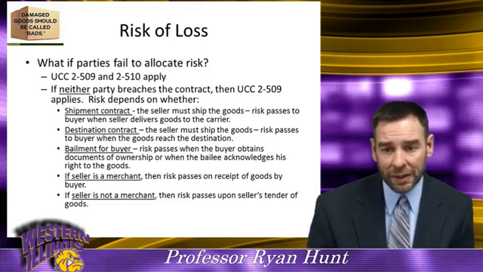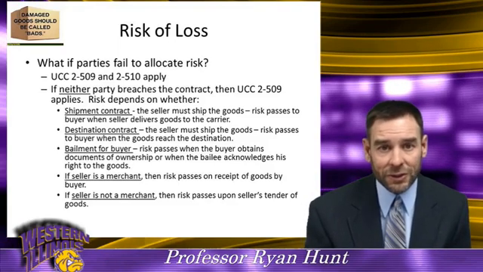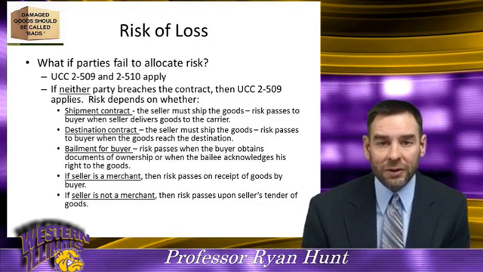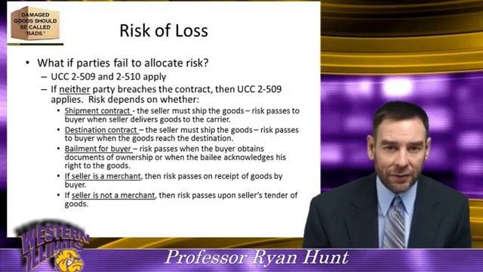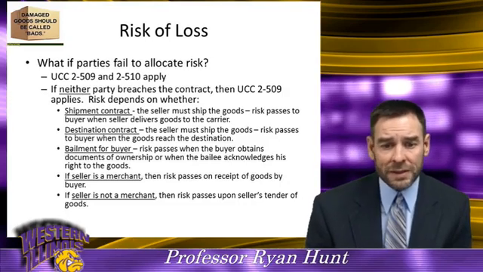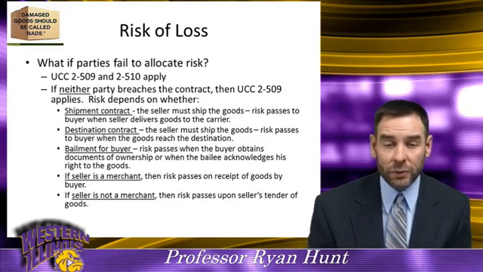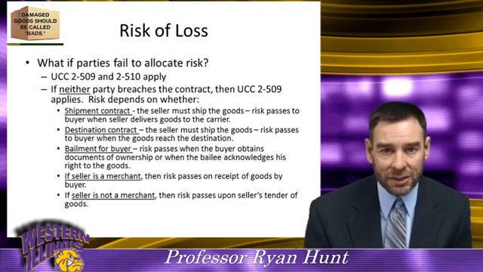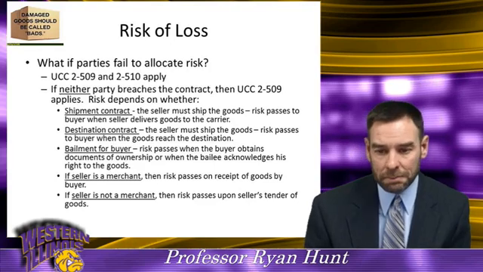If we have a shipment contract, that is where the seller must ship the goods. So if I have to get the goods under the contract to Los Angeles, then the risk passes to the buyer when the seller delivers the goods to Los Angeles. If it's a destination contract, where we've indicated where the goods are supposed to go, then the seller has to ship the goods, and the risk of loss passes to the buyer when the goods reach that destination. So if we have a shipment contract or a destination contract, the seller has the risk of loss until the goods arrive at that place.